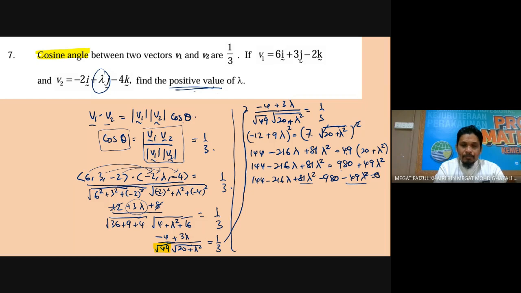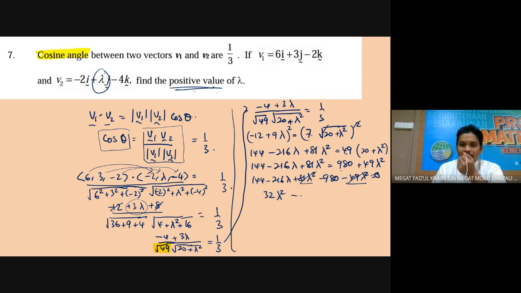Tiga dua. Pardon? Berapa? Tiga dua. Okay, 32. 32 lambda square. Okay, this one.